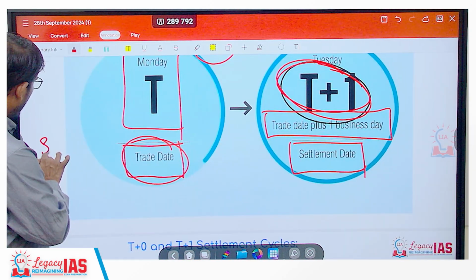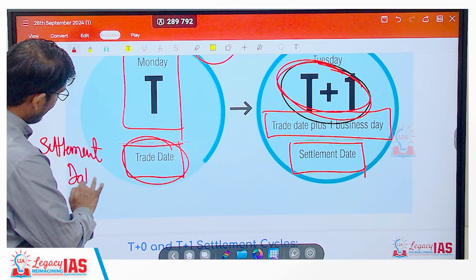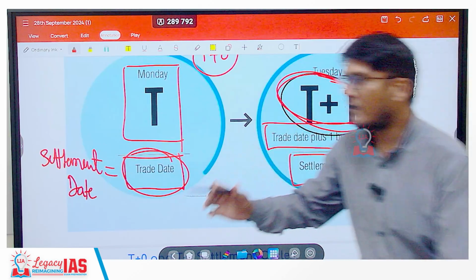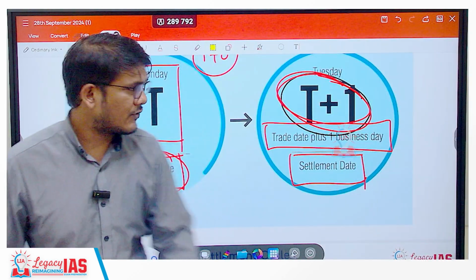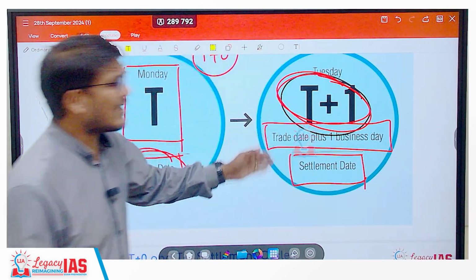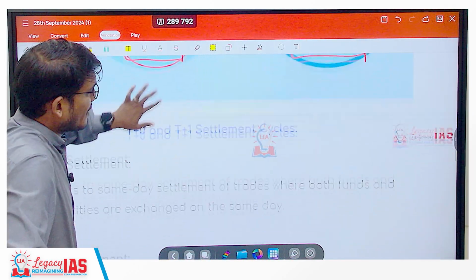That means settlement date is equal to trade date. I hope that is absolutely clear. So that is the concept of T+0. Settlement date equals trade date, and for T+1, the settlement date will be equal to trade date plus 1 business day.